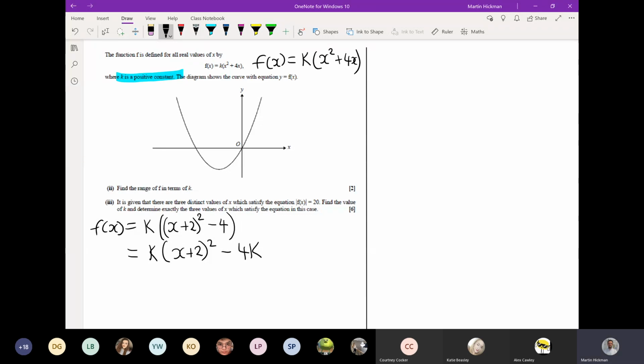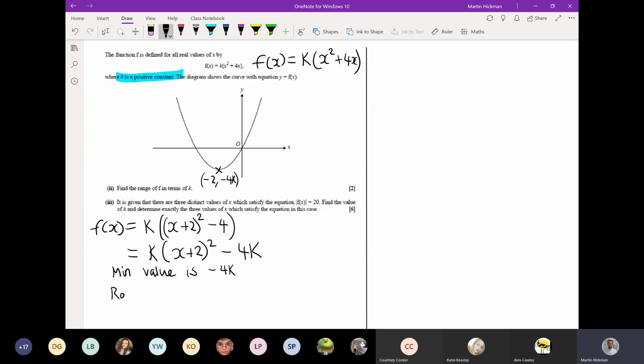So when I've done this, I've got a turning point here when x is minus 2. Y will just be minus 4k. So the minimum value is minus 4k. And that's just because when I put in x equals minus 2, that makes that bracket equal 0. Any other number you put in, you're squaring it, so it's always going to be positive. So 0 is the lowest number you can get out of that bracket when you square it. So the minimum value, therefore, must be minus 4k.